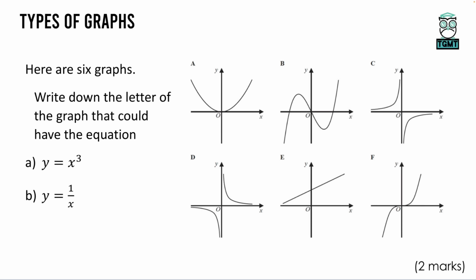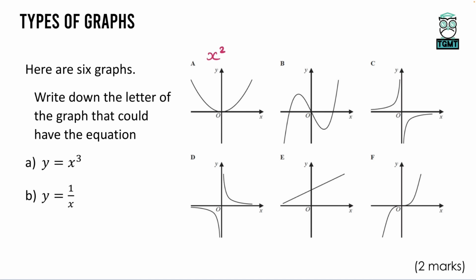So with identifying types of graphs, there isn't really an approach that you can use to work this out, so to say, but you need to just recognise what these types of graphs actually look like. So question or graph A here, that is an x squared graph. You have a positive and a negative variation of your x squared graph.